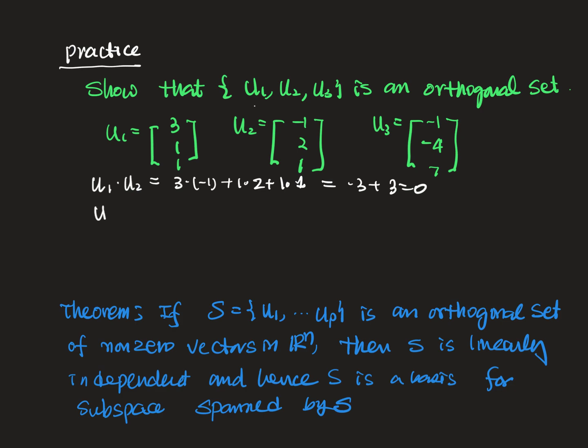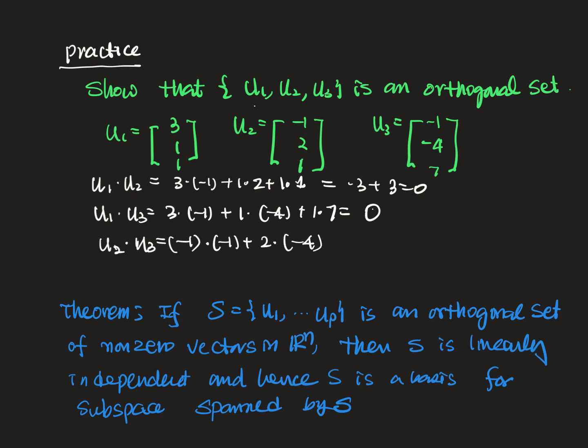Also u1, u3: 3 times negative 1, 1 times negative 4, 1 times 7. That's going to be 0. Also u2 inner product u3: negative 1 times negative 1, 2 times negative 4, plus 1 times 7, that's 0. So this is an orthogonal set.